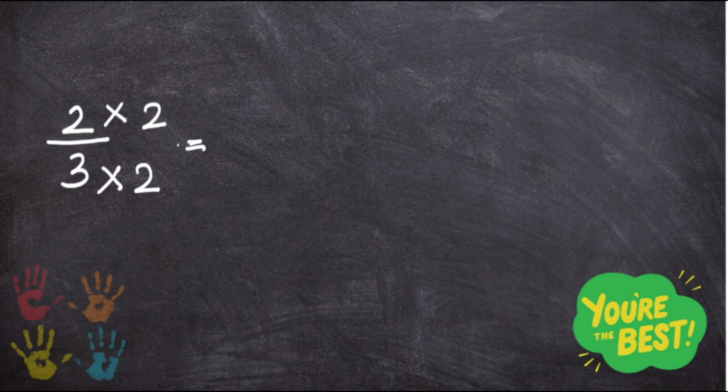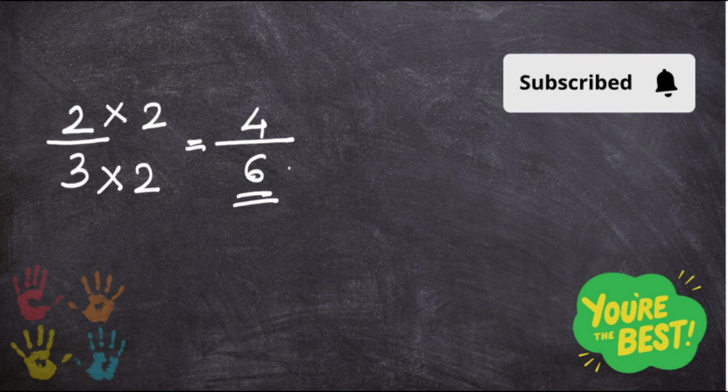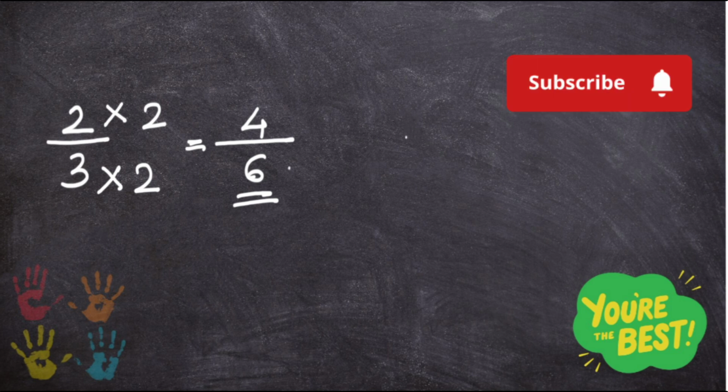So here the equivalent fraction that you will get for 2 upon 3 will be 2 times 2 will give you 4 upon 3 times 2 gives you 6. So the equivalent fraction will be 4 upon 6. Only this much you have to do. Okay. I'll take one more example for the proper understanding.